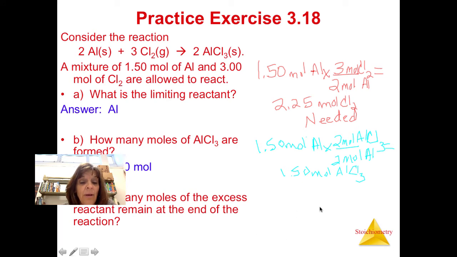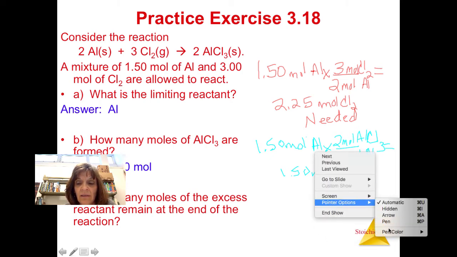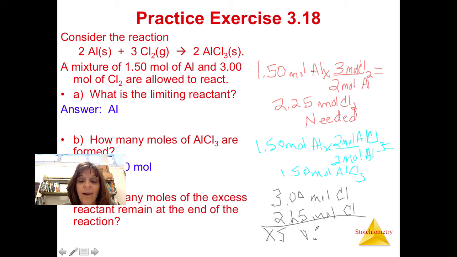Now, lastly, how many moles of excess reactant remain? What color can we use this time? Let's try black. So we know that we have 3 moles of chlorine, and this is the excess reactant. And we needed 2.25 moles of chlorine. That leaves us with an excess, my shorthand, of 0.75 moles of chlorine.